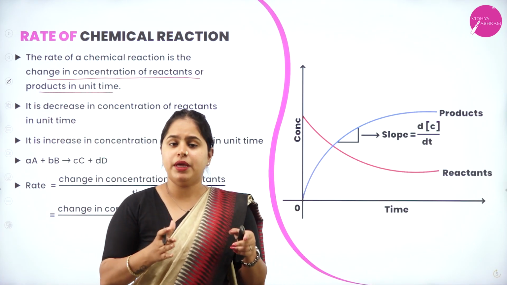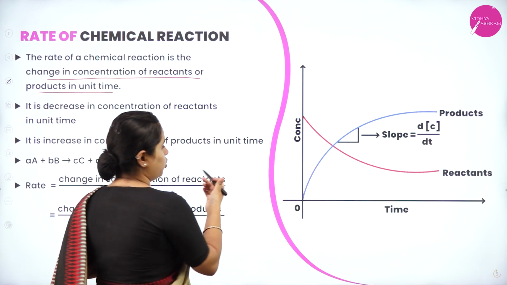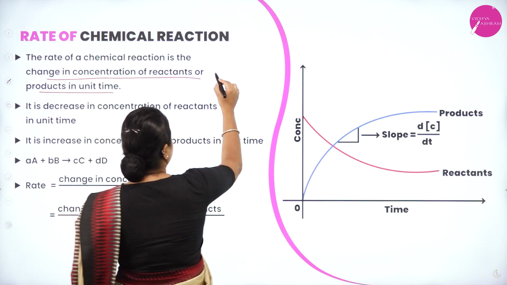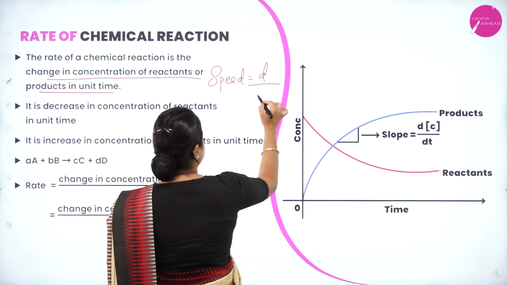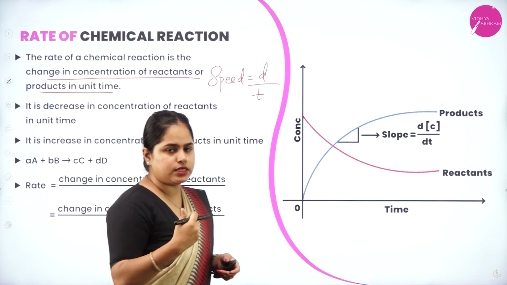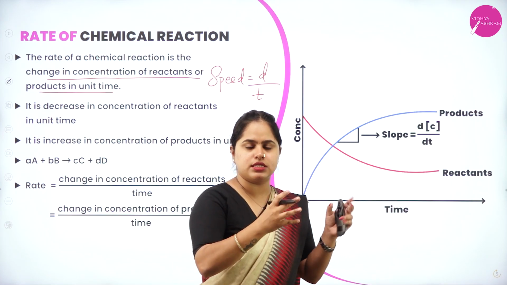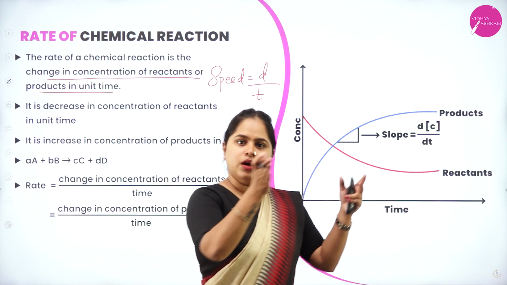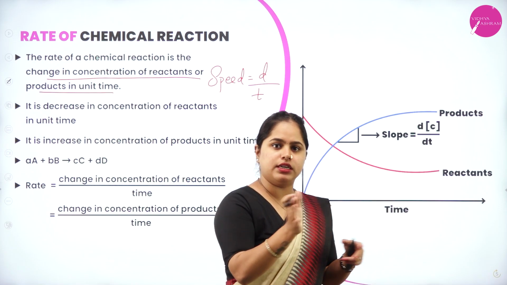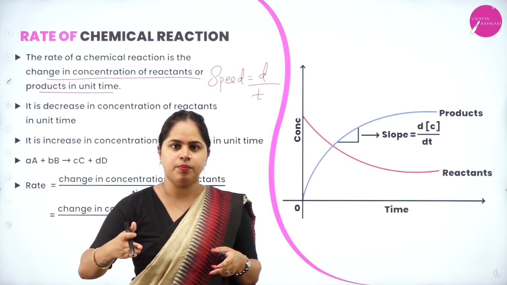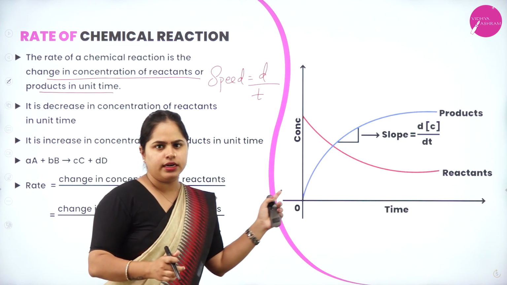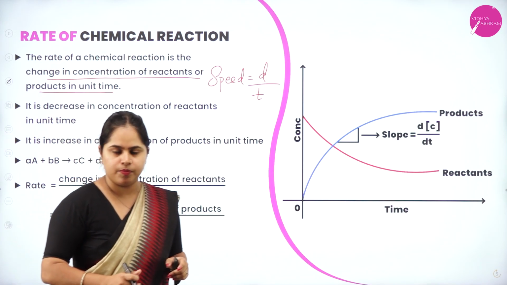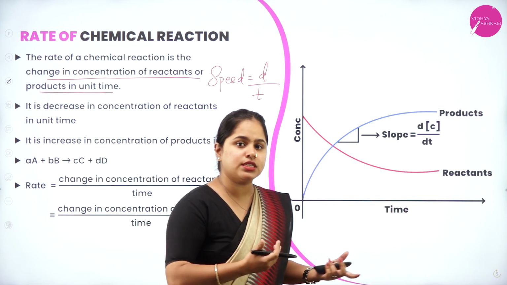So let us compare it with physics. As I told you, rate means speed itself, right? So speed, according to physics, what was speed? Speed is distance by time. So how can we measure this distance? That is how much distance has been covered, that is the final distance minus the initial distance. If we take the difference, we'll get the distance divided by the time taken, and we'll get the speed. Same way, in case of physics, it was the distance.